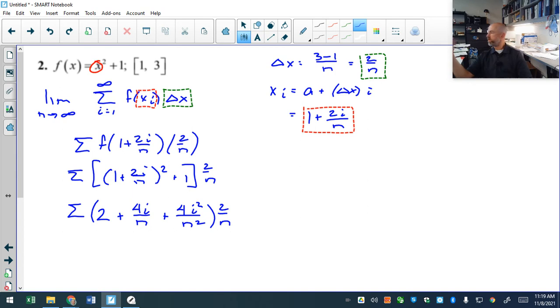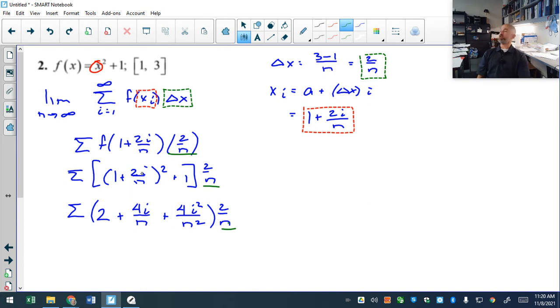What did I do wrong? Very, very possible I made a mistake. I didn't factor it out. That 2 over n is my delta x that's just been staying out there. That's my delta x. We cool out there?